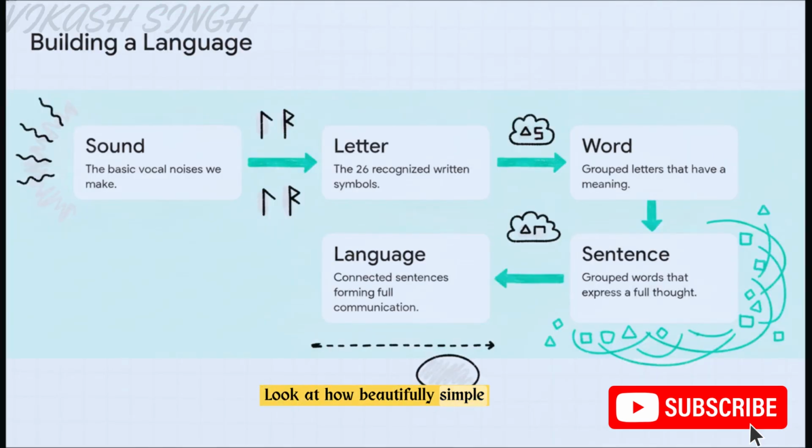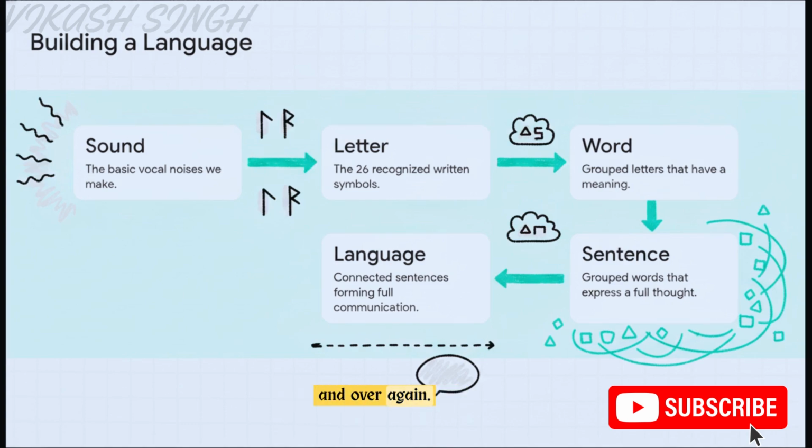Look at how beautifully simple this logical loop actually is. You start with a sound. Then you map it to a letter. Next, you group those letters into a meaningful word. After that, you construct those words into a logical sentence. And suddenly, wow, you have a whole language. This vast, seemingly complicated universe of the English language is really nothing more than this simple 5-step loop repeating itself over and over again.